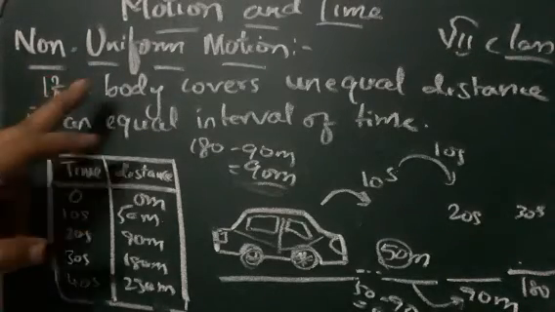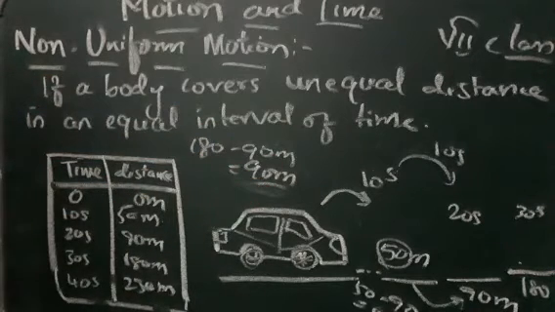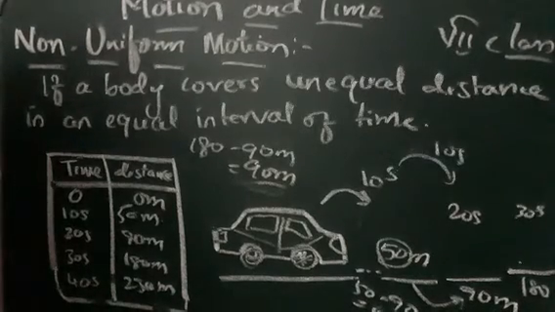So if a body covers unequal distances in unequal intervals of time, that is, in every 10 seconds it travels different distances, then it is called non-uniform motion.